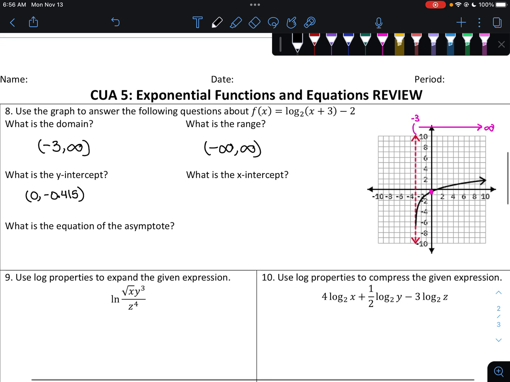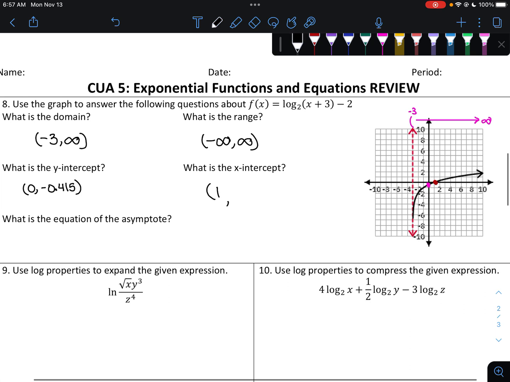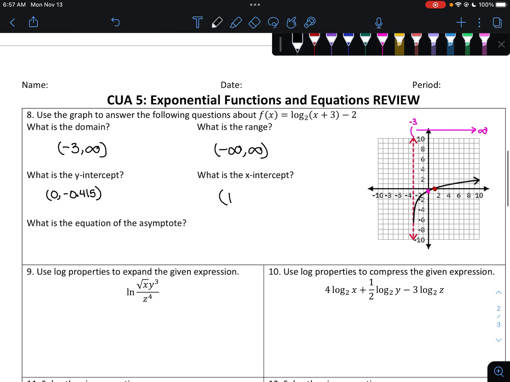The x-intercept, that was the one that I was looking at earlier. If we're looking at that, that is at 1. So that's this one right here. So that is clearly crossing at 1. So 1, 0. Okay, what is the equation of the asymptote? So since it is a vertical asymptote, it gets an x equals, and it's going through -3. So x equals -3.